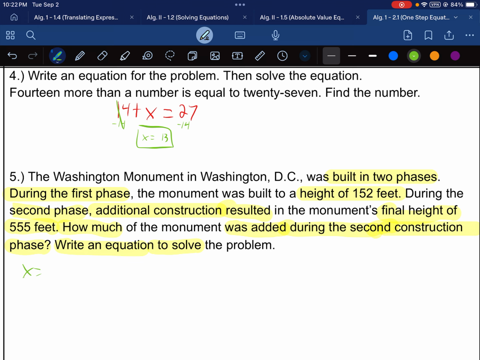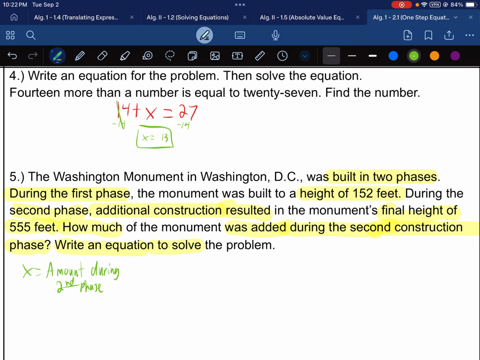Well, remember that we've been solving for the variable. That's what we've been finding. So our variable is whatever we're supposed to find. And what we're supposed to find is how much was added during the second construction phase. So that's the question we're asked. How much was added during the second construction phase? So I'm going to say x is the amount added during the second phase. It's the amount during the second phase. And if you just wanted to put second phase, that's fine as well.